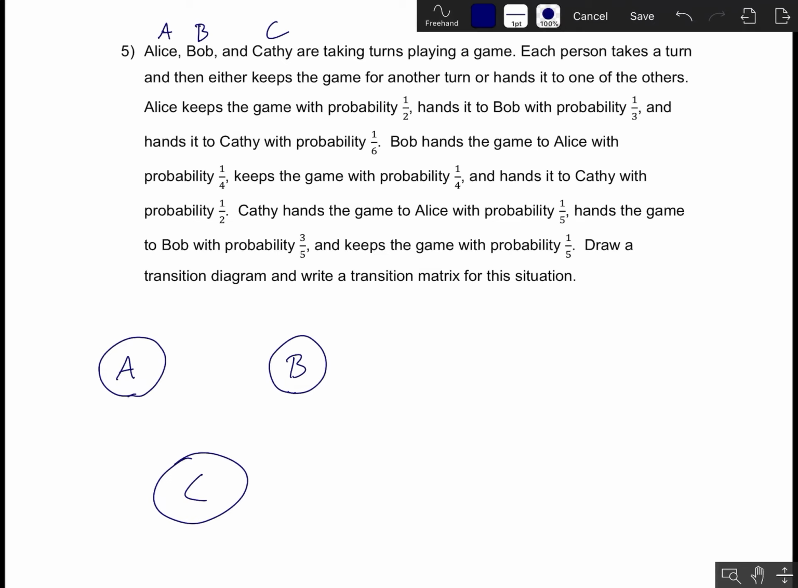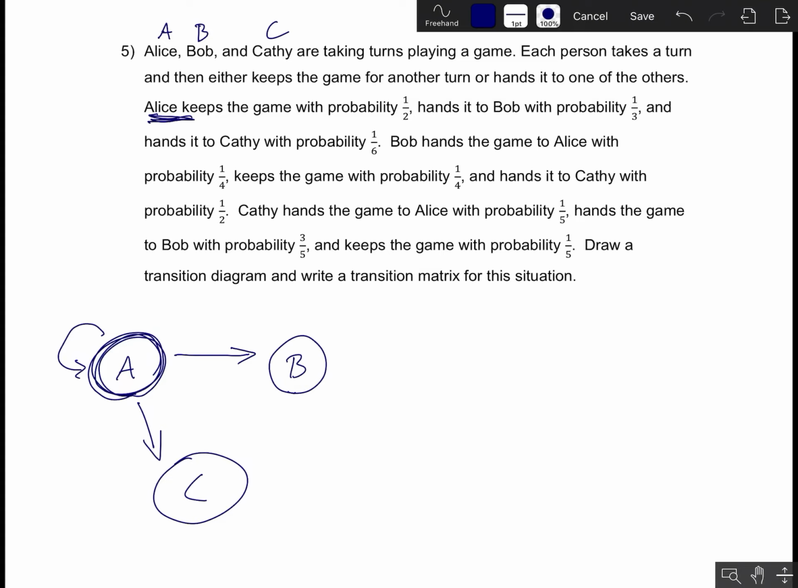So here, if I want to start putting arrows in, now that we've got our 3 states, I need to decide the probabilities of transitioning away from each of these. So let's start with the probabilities of transitioning away from A to the others. So let's say that Alice has the game currently. Now we're going to try building these probabilities, the probability of transitioning from A to B, A to C, and also A to itself. So those are the 3 things we're looking for right now.